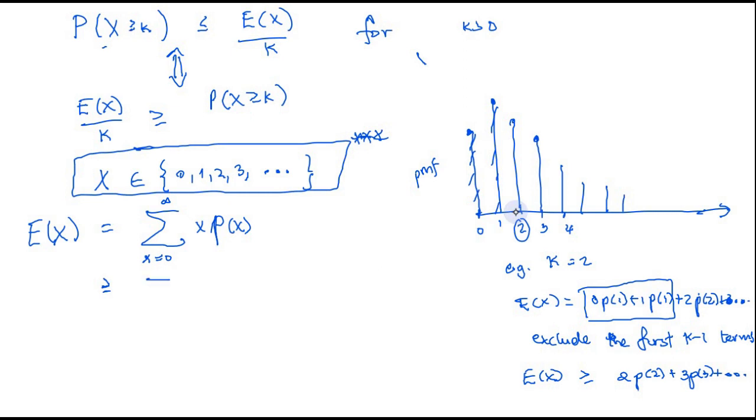One way to write this summation is that the expected value is greater than or equal to the sum as x goes from k to infinity. So I'm excluding the first k minus 1 terms. I want to do something else next.